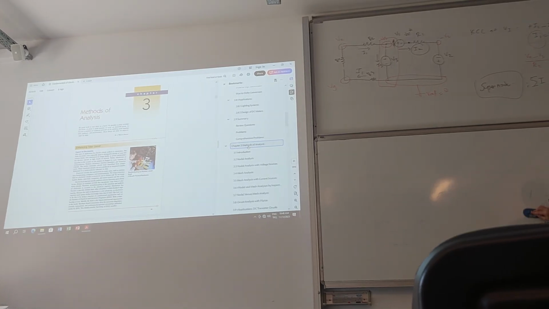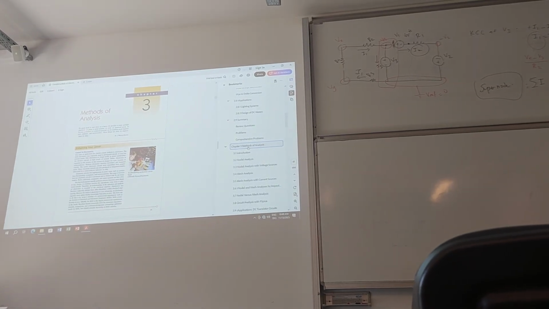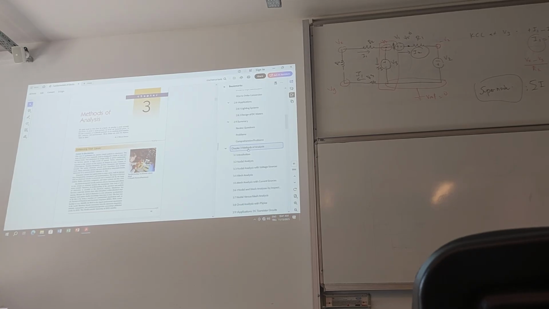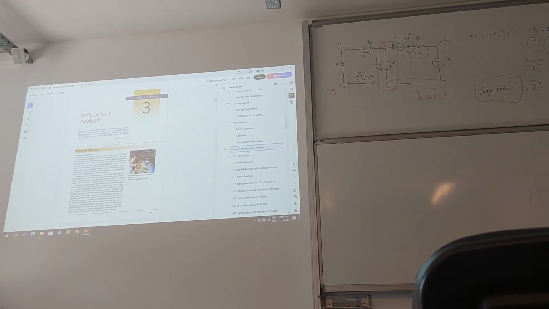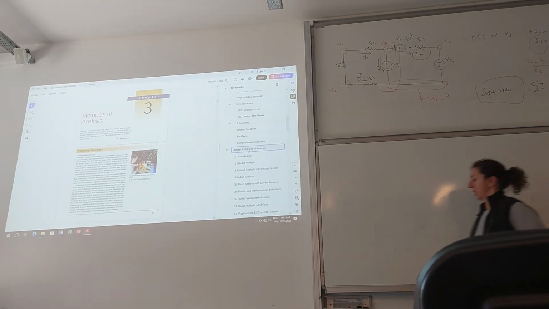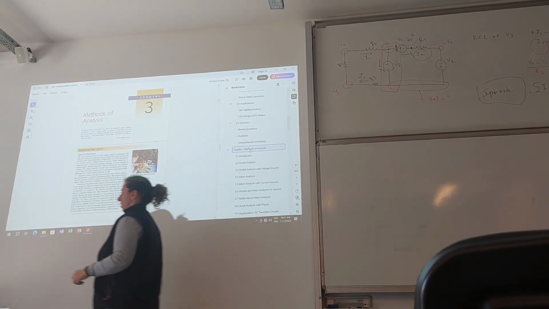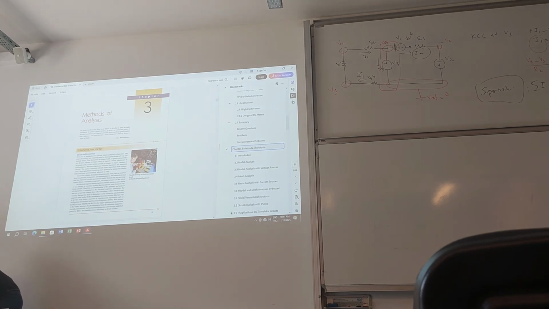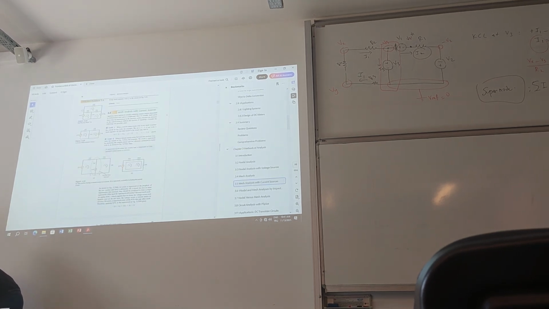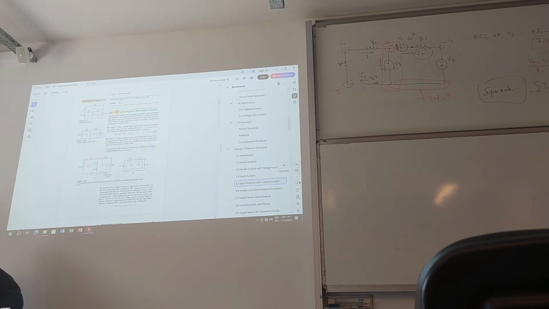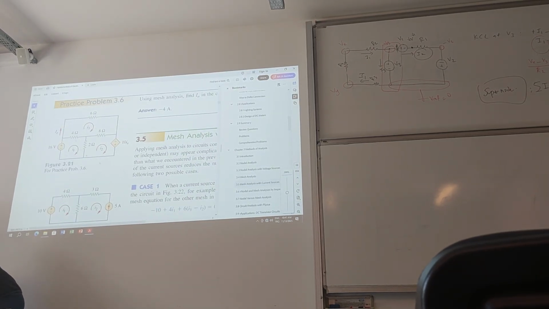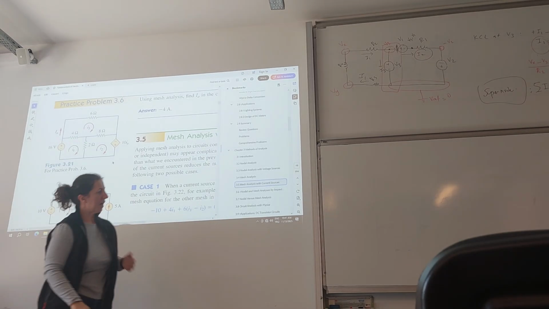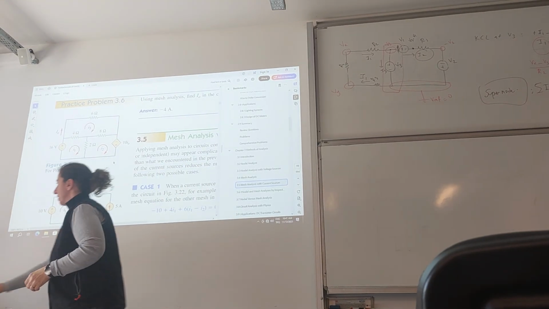What about the mesh current analysis? Let's put this one and then try to understand how we can use mesh current analysis.